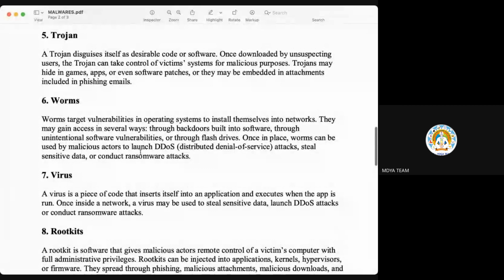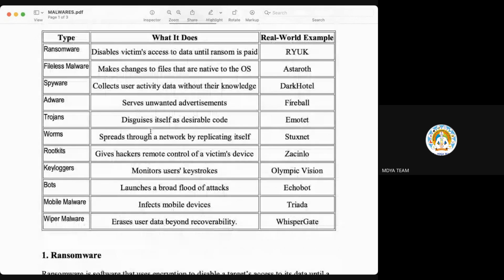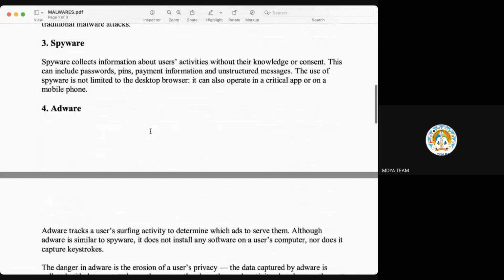Worm is something which spreads through a network by replicating itself. Worms replicate themselves, and it may spread into all the documents or all the programs you are having in your storage devices or your system software.